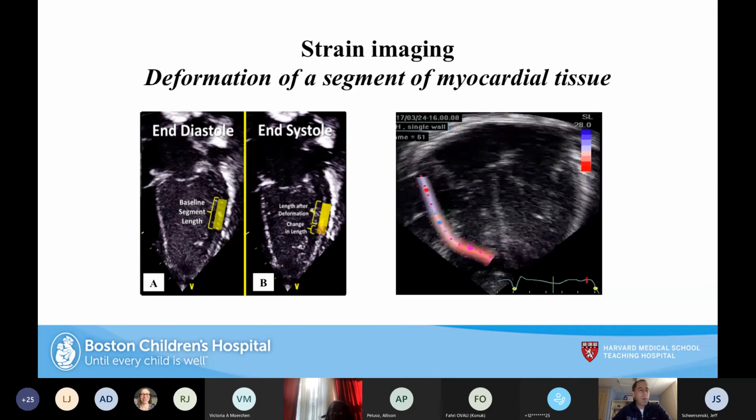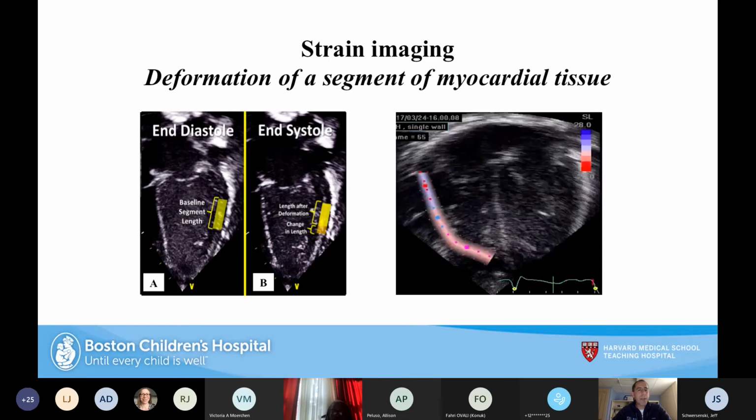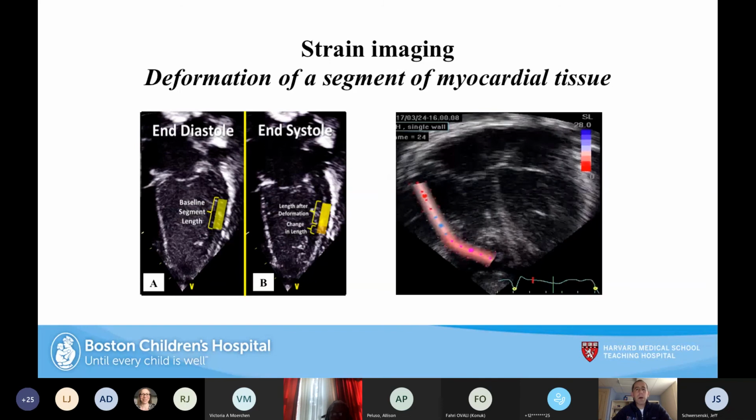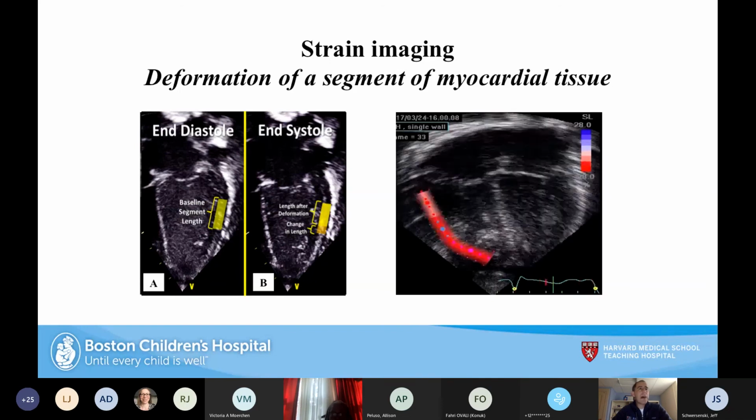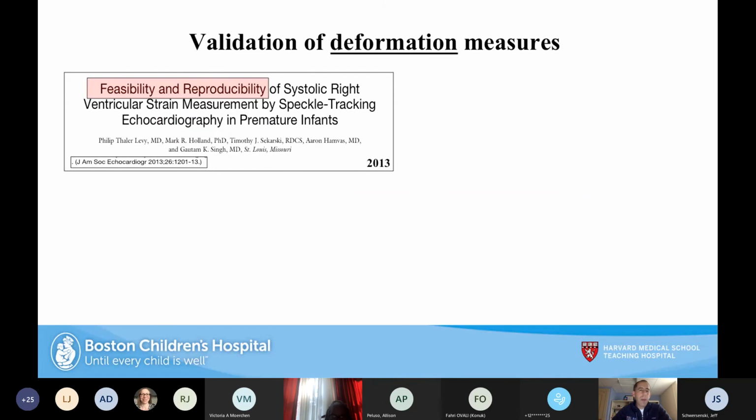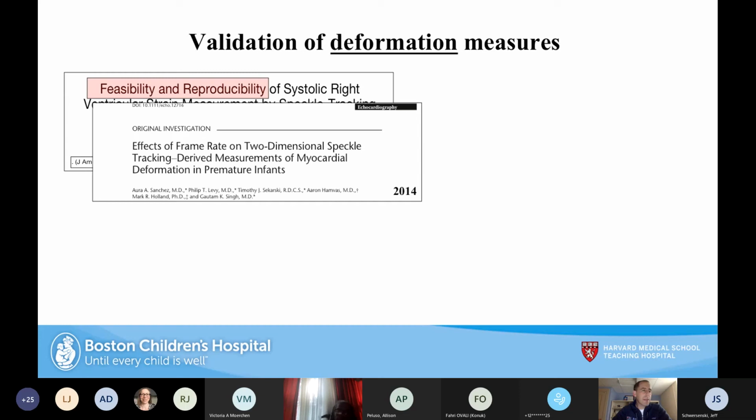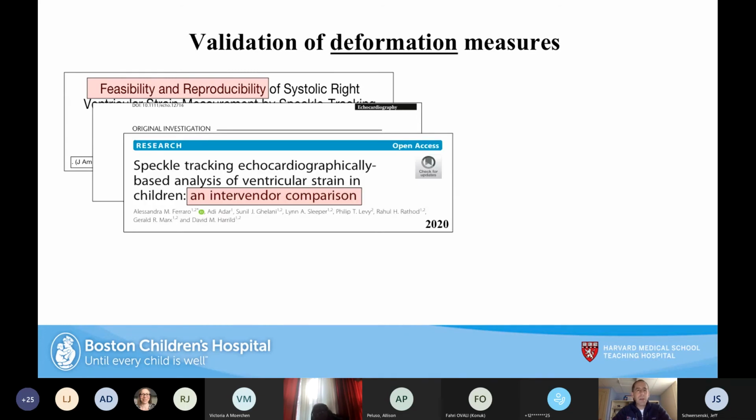So, just as an example, strain imaging. I just wanted to walk you through this and show you how we brought this from the bench to the bedside over the last 12 years. It's a deformation of a segment of myocardial tissue. It basically gives us insight into how the heart contracts and relaxes. It's been shown to be more sensitive and specific than the traditional measures of ejection fraction. So back in 2013, we determined that it was feasible and reproducible. We looked a little deeper, looking at some of the impact on heart rate and frame rate. More recently, we compared different vendors in children and neonates, all while showing that it's feasible and reproducible along the spectrum from the preterm infant up to the child.